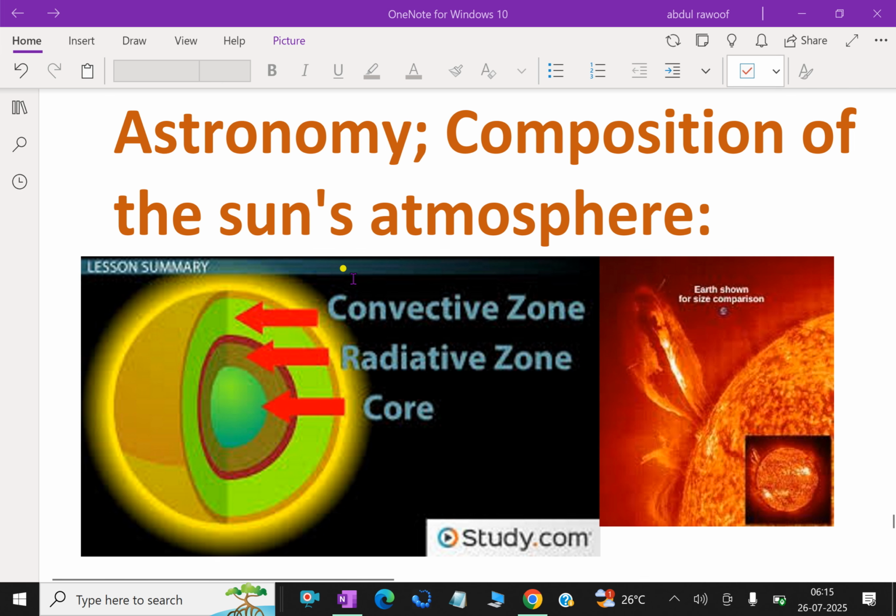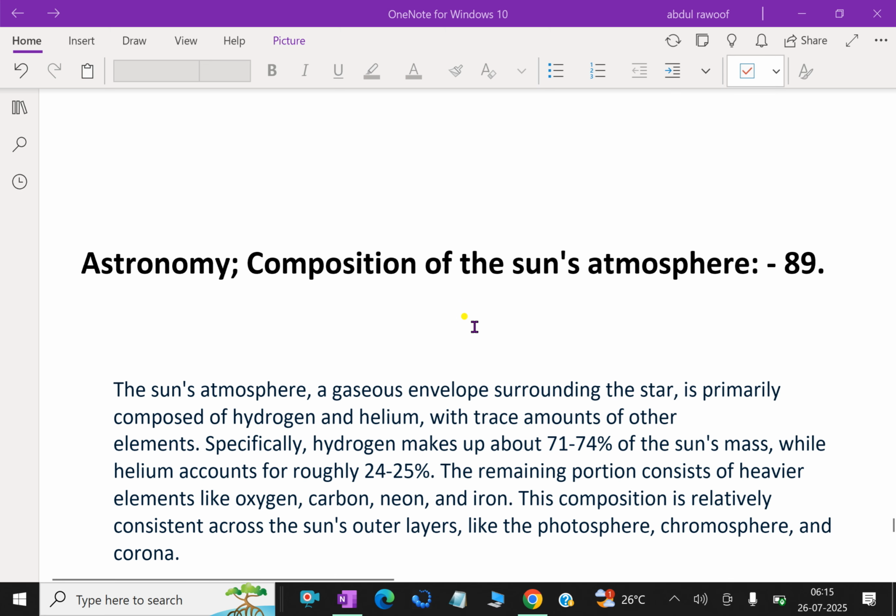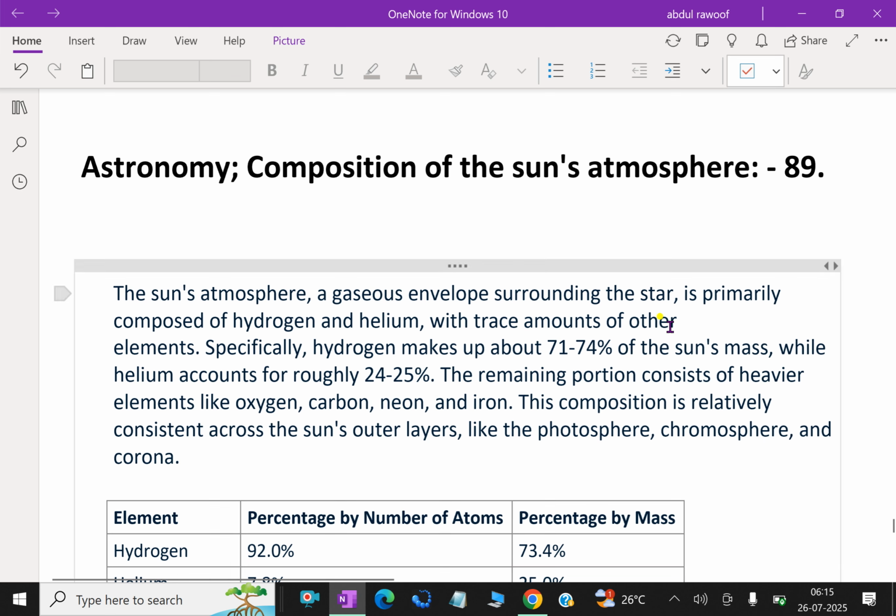Now we'll discuss further detail about its atmosphere. The sun's atmosphere, a gaseous envelope surrounding the star, is primarily composed of hydrogen and helium with trace amounts of other elements. Specifically, hydrogen makes up about 71 to 74% of the sun's mass, while helium accounts for roughly 24 to 25%. The remaining portion consists of heavier elements like oxygen, carbon, neon, or iron. This composition is relatively consistent across the sun's outer layers, like the photosphere, chromosphere, and corona.